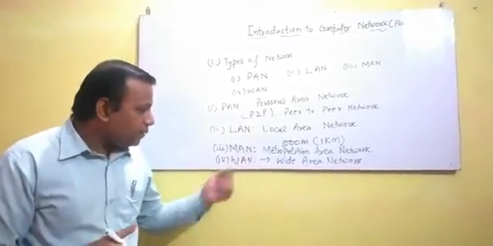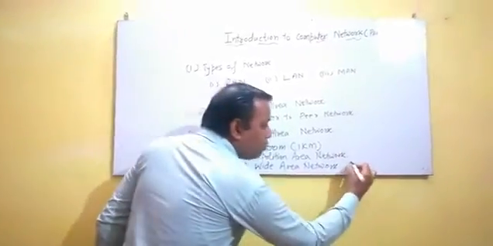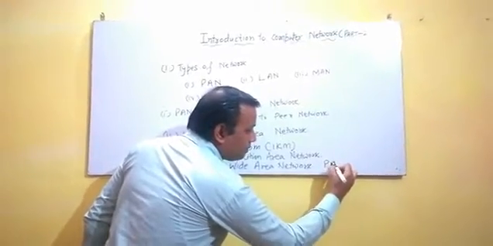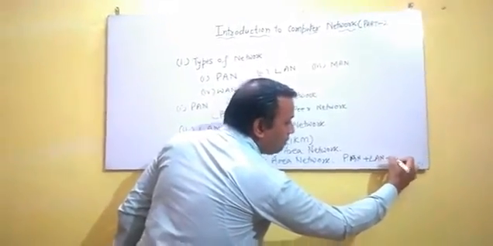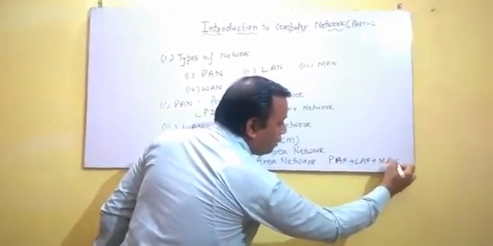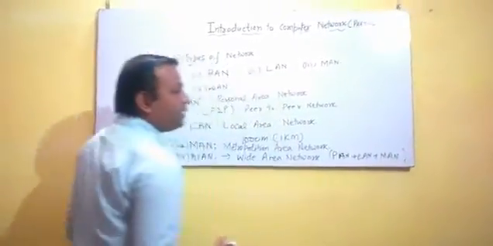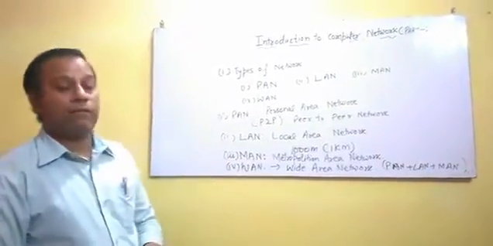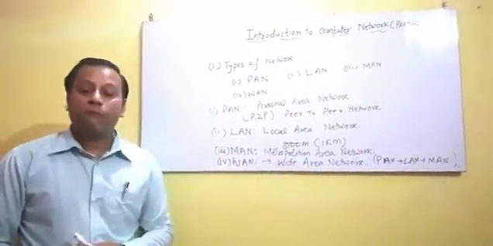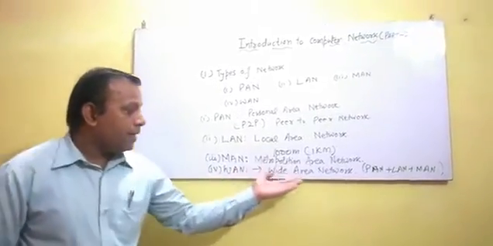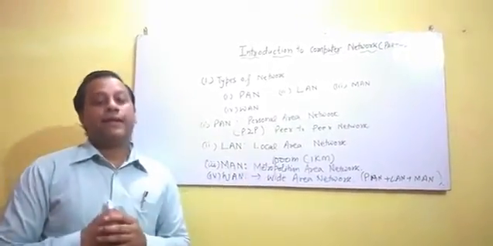Then I can consider MAN is equal to PAN plus LAN plus MAN. But there is not only one PAN or LAN or MAN. There are a number of networks that can constitute themselves to form a WAN. It means that it is a network of networks.